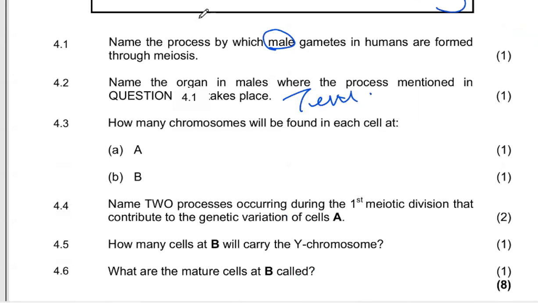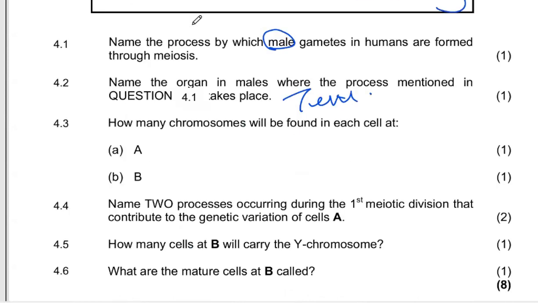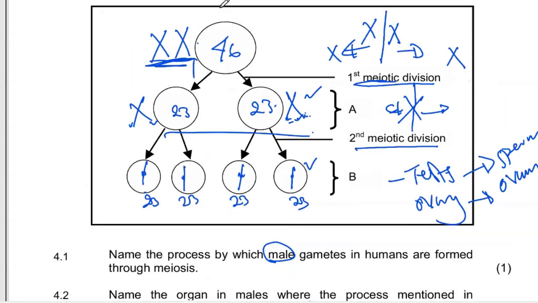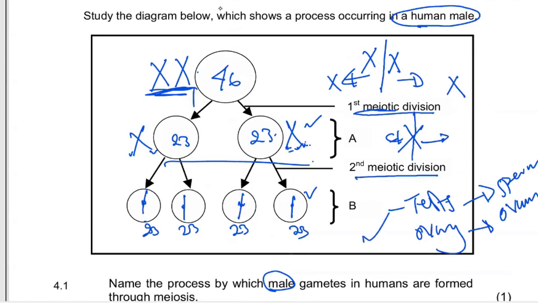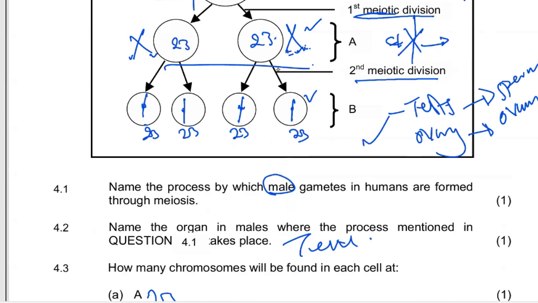How many chromosomes would there be found in each cell at A? We have already stipulated at A, here. So the answer is going to be 23. And then at B, we come back here. At B is single-stranded chromosomes, so it becomes 23 also. It's being indicated here.